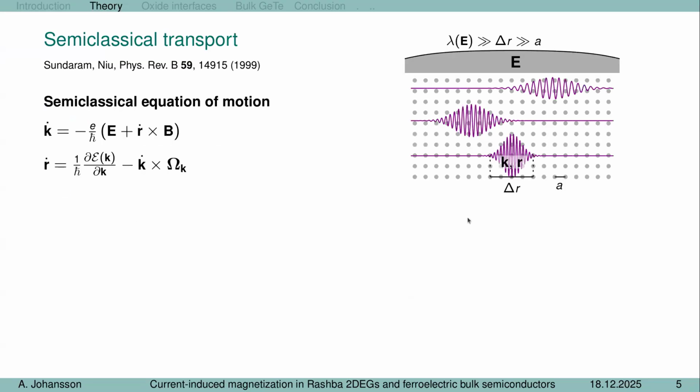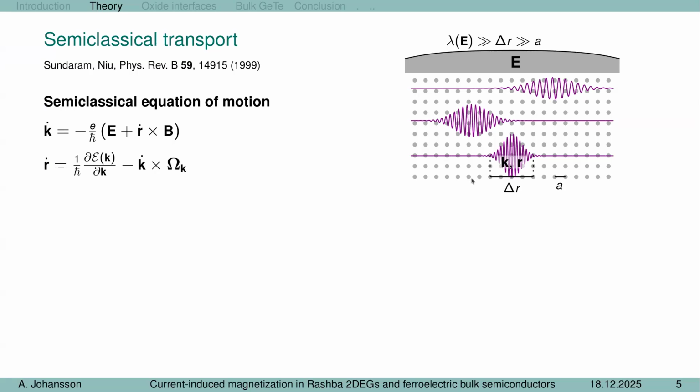But before we can consider materials, we need an appropriate theory to describe our transport. And in this talk, I will talk about only semi-classical transport theory, namely Boltzmann transport, which is very simple, but also quite insightful. So you can learn a lot from using Boltzmann transport theory.